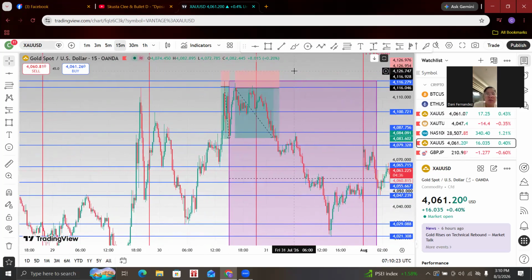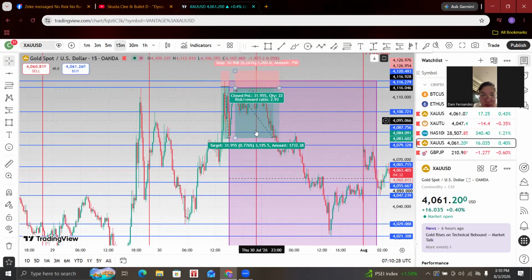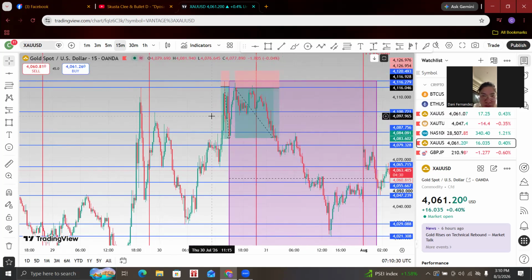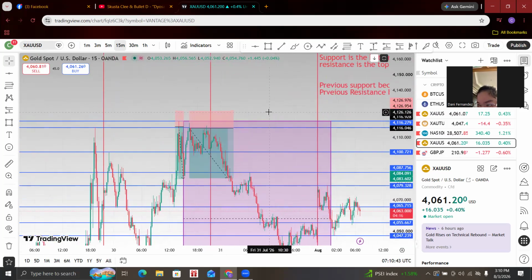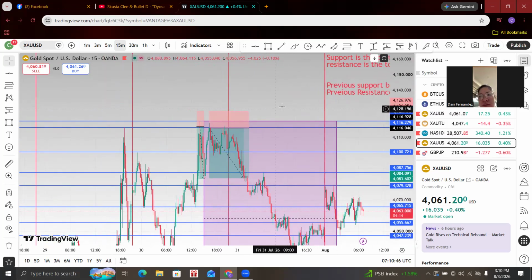If the resistance or the support is getting touched more than 4 times by the same price, don't enter anymore, because it means it's probably going to break. Three is already risky, but four is more than risky. That means it's going to keep going back to that price and it's going to break that price.